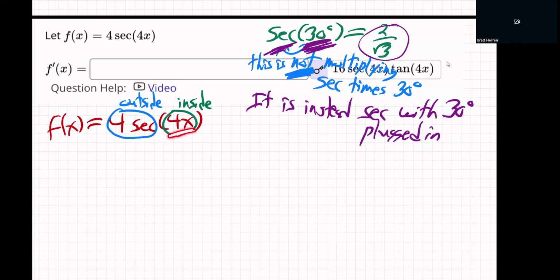This 4x is not multiplied by secant. This 4 is multiplied by secant. That's definitely multiplication. But this 4x, and you might say, well, there's parentheses, that means multiply. No, it doesn't, right? And you know that.